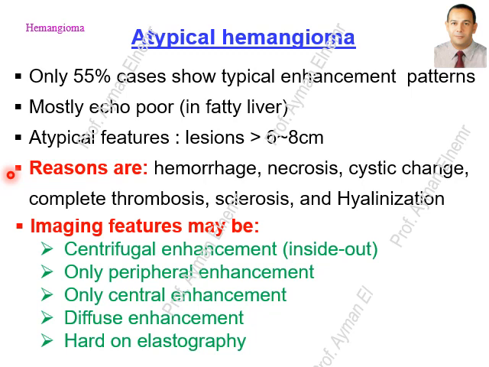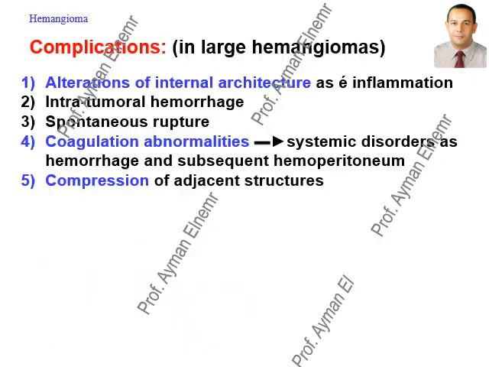The imaging features may be centrifugal enhancement, inside out, only peripheral enhancement, only central enhancement, diffuse enhancement, arterioportal shunting, washout. Also, atypical hemangioma may be hard on elastography.